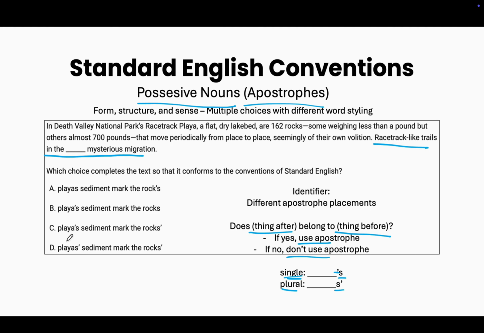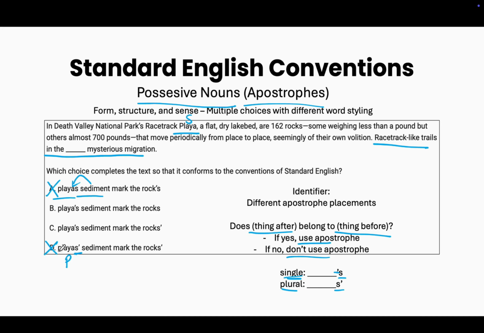So step 1. I can see here it says playas and some of them have an apostrophe, some don't. So how do I know if there should be an apostrophe or not? Well, step 1 is to ask, does the sediment belong to the playa? Yes. So the sediment belongs to the playa. Therefore we need an apostrophe, and that means we can eliminate choice A. Now between choice B, C, and D. Choice D has playas with an apostrophe after, which means it is plural. But in the passage it says playa, which is singular. So choice D is wrong.